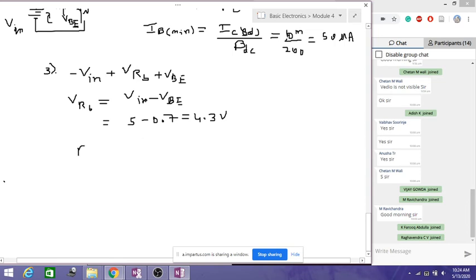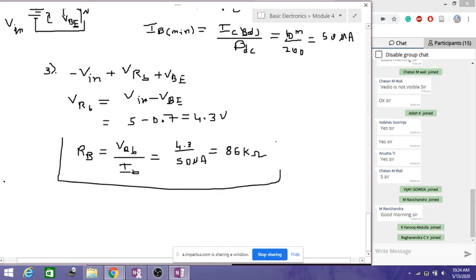Then with the help of Ohm's law I can write RB is equal to VRB by IB. So IB we have, that is 50 microamperes, and now we got VRB as 4.3, so divided by 50 microamperes. So this is equal to 86 kilo ohms.